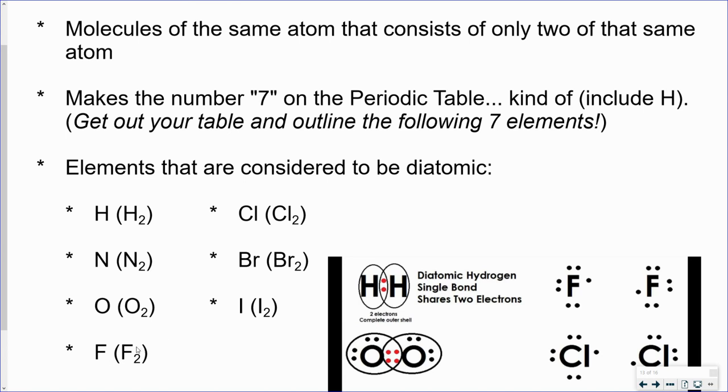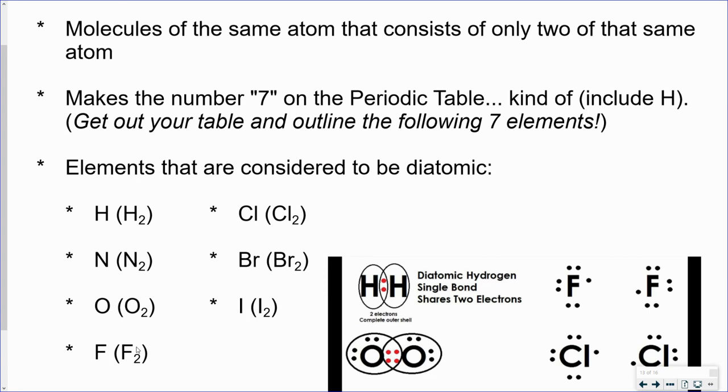If you're looking at your periodic table, if you find nitrogen and you go over to fluorine, there's your top. And if you take fluorine down to iodine, there's your side. And it looks like a 7. Well, there's 7 of them, but there's only 6 that make up the 7. The tricky one is hydrogen.